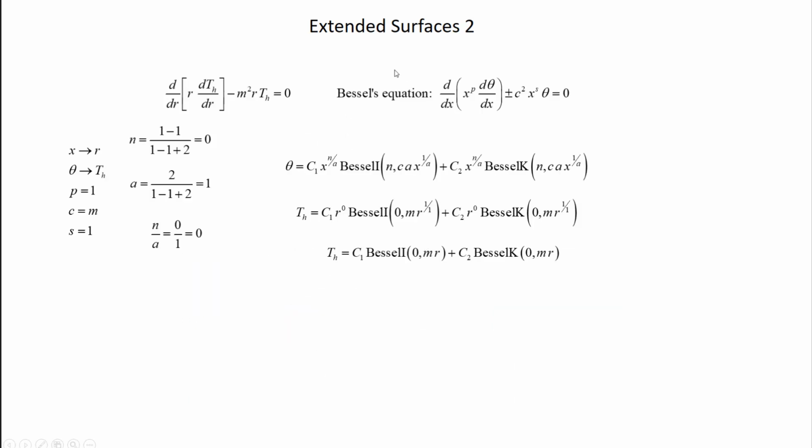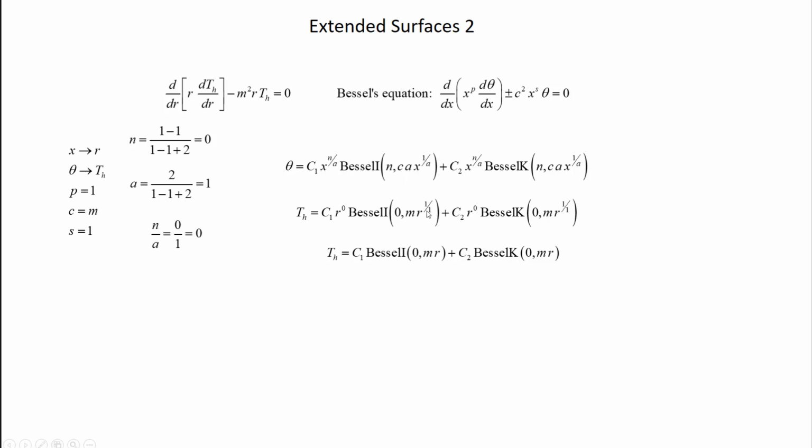Where did I put this? Oh, sorry. Here's my solution right here, right? And all I got to do then is make the substitutions back into this solution to get my solution. So let's see. Theta is C1 times X. Well, for us, X is R to the N over A power, to the 0 power. Then I have Bessel I, N. So N is 0. C is M. A is 1. And then R to the 1 over A, so the 1 over 1.